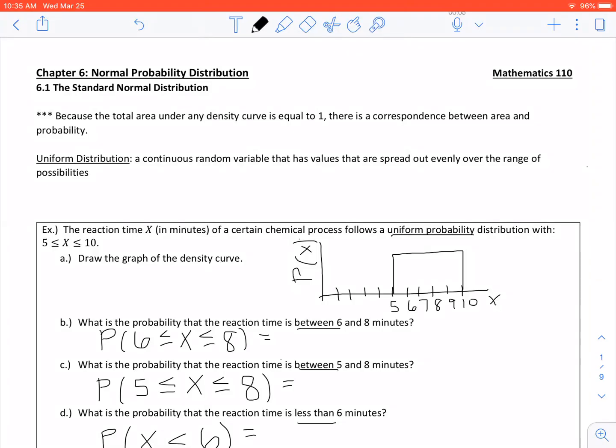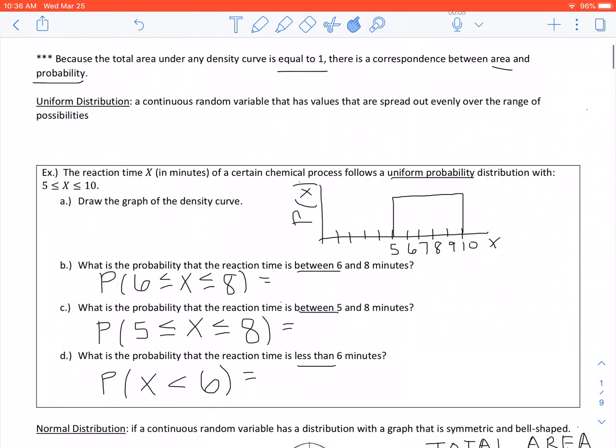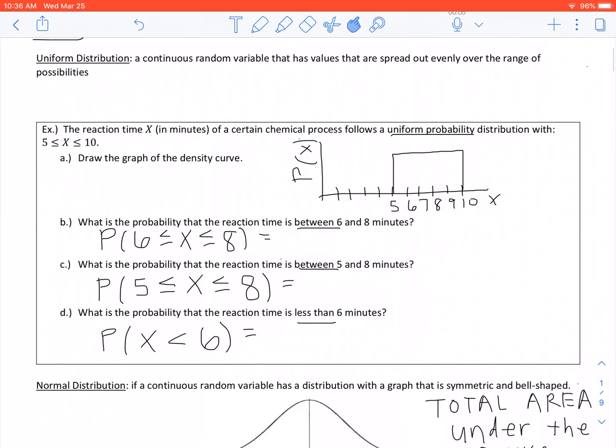Okay, this is Chapter 6, Normal Probability Distribution, 6.1, the Standard Normal Distribution. Because the total area under any density curve is equal to 1, there is a correspondence between area and probability. The first thing that we're going to look at is uniform distribution, which really doesn't happen very often, but it does make the problem of figuring out any of these very simplified.